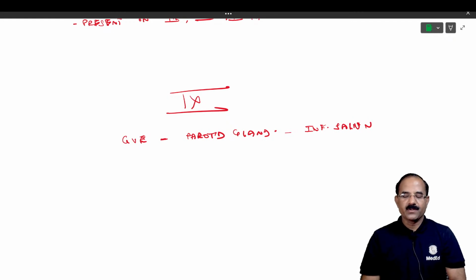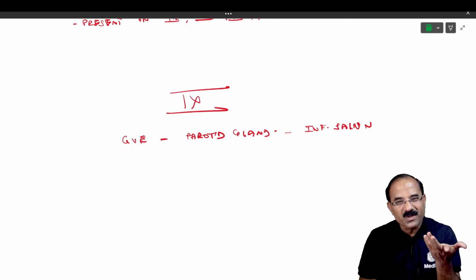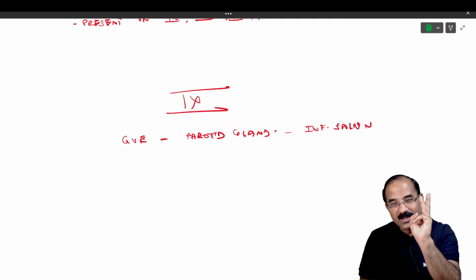It's the inferior salivary nucleus. What else does the glossopharyngeal nerve supply? What else does the glossopharyngeal nerve supply? The muscle of the third arch.